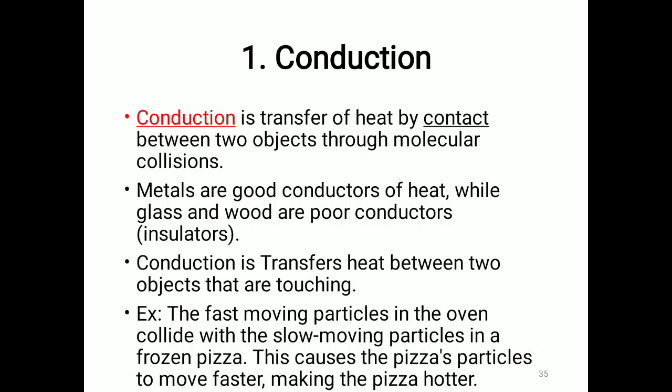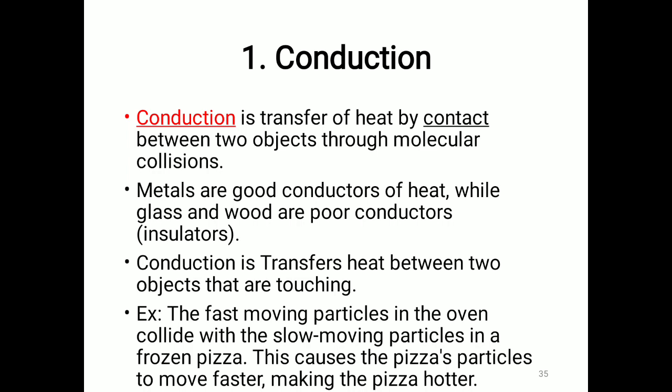So first one is conduction. Conduction is the transfer of heat by contact between two objects through molecular collision. So in conduction, the very important point is contact between two objects and then the molecular collision. If there is contact between the two objects, one at high temperature, one at lower temperature, there will be molecular collision between both and heat will transfer, and that mode is called conduction.